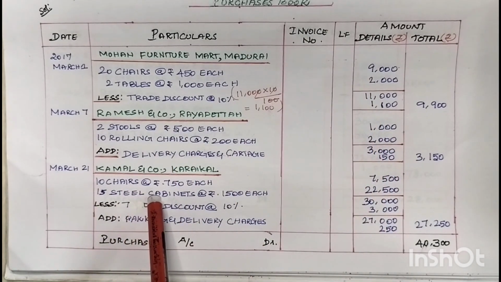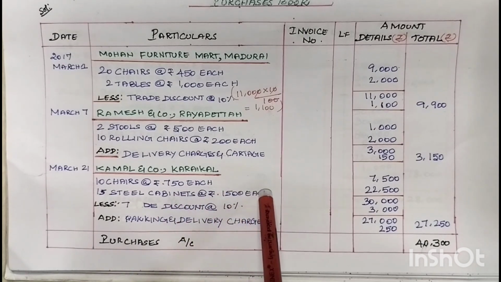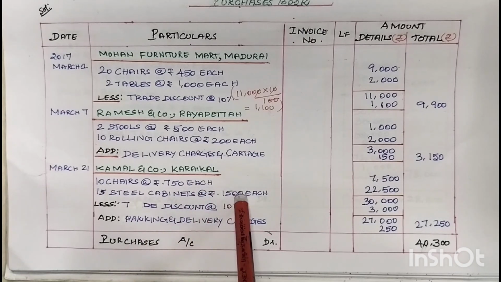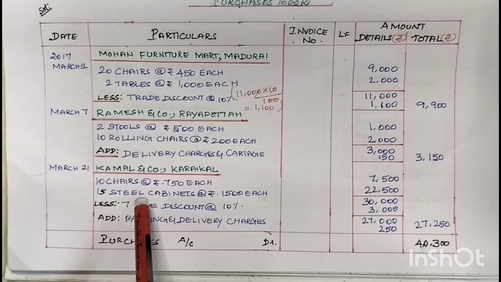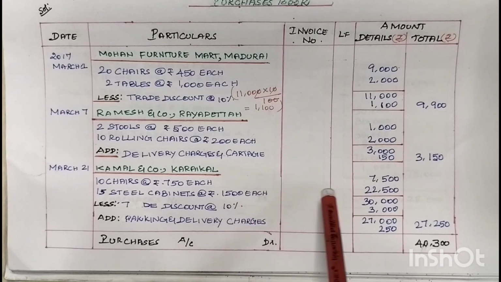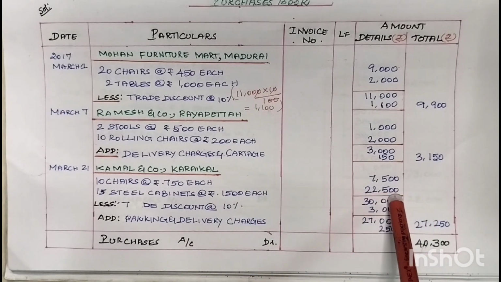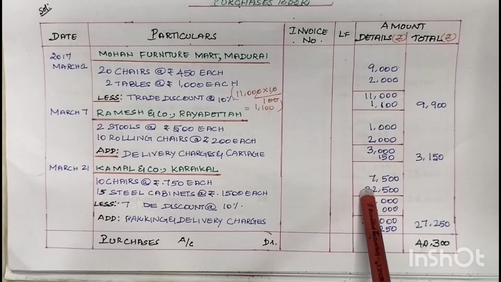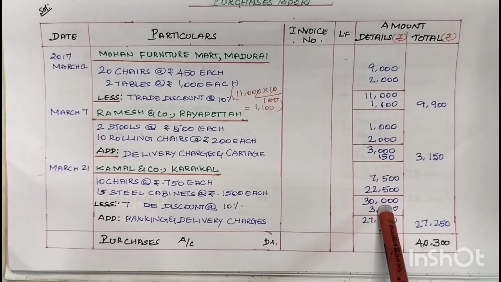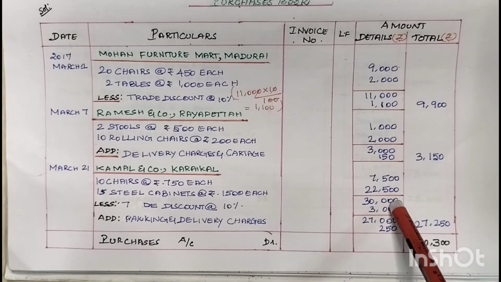Then 15 steel cabinets at rupees 1500 each. So per steel cabinet the rate is 1500. How much for 15 steel cabinets? For that you have to find 15 into 1500. You will get 22,500. Okay, then you have to add these two values and enter the total below in the detail column. So 7,500 plus 22,500, you got 30,000. You enter that total value into the detail column.